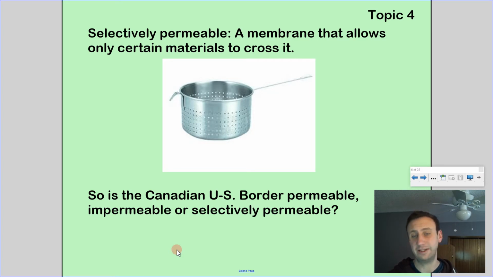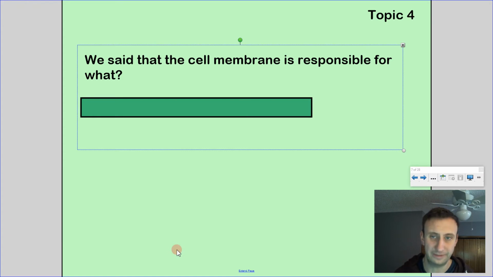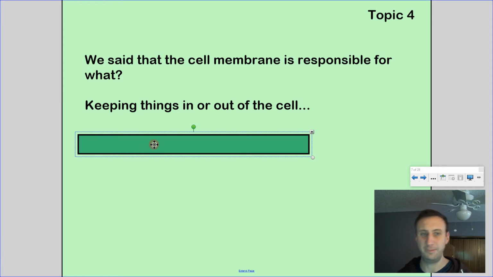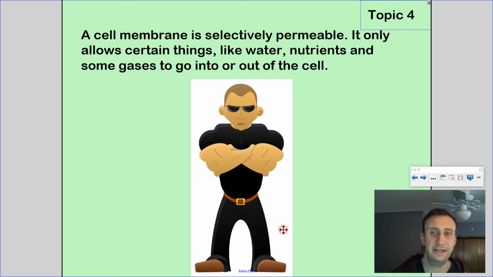So again, selectively or semi-permeable means some things can get through while other things cannot. So what is the cell membrane responsible for? Well, we learned that it is for keeping things in or out of the cell. It's for keeping the inside of the cell different in composition than the outside of the cell. So it creates these separate environments in and outside the cell, and it does that by regulating what goes in and what goes out, by trying to control the in and out of the cell.